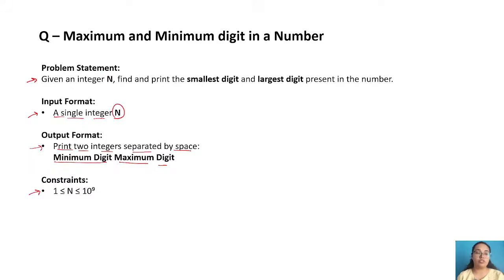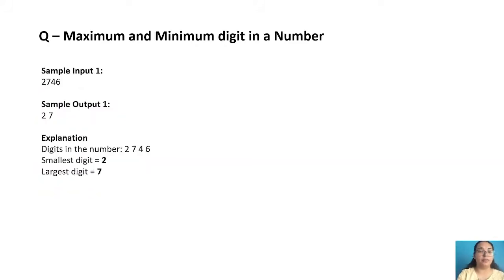Now as the constraint, it is given that the number could be anything from 1 to 10 raised to the power 9. So it can be a number with a single digit, or it can be a number with larger digits, right, up to 10 raised to the power 9. So now let's go to the sample input.